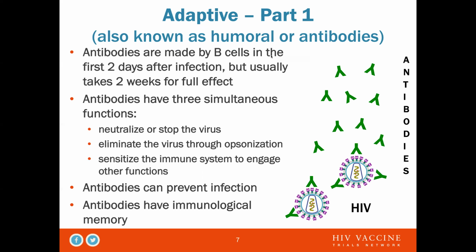The first part of the adaptive response is called humoral. Humoral is what most of us know as antibodies. Antibodies are proteins produced by the immune system's B cells, which can neutralize or stop the virus. They are shaped like the letter Y. The antibodies can also help eliminate the virus. The good news is that antibodies can prevent infection. The even better news is that they have immunological memory.